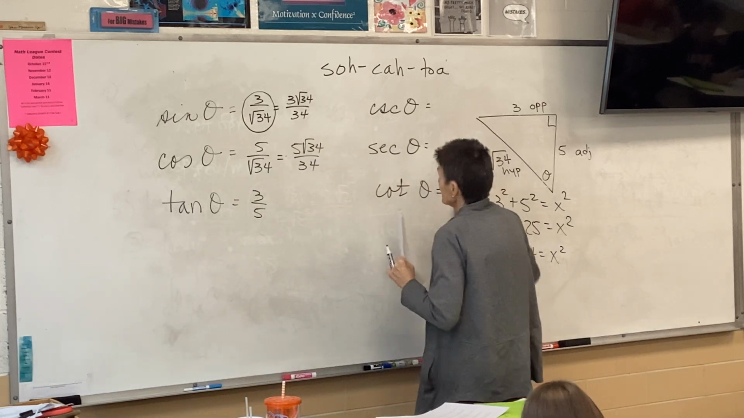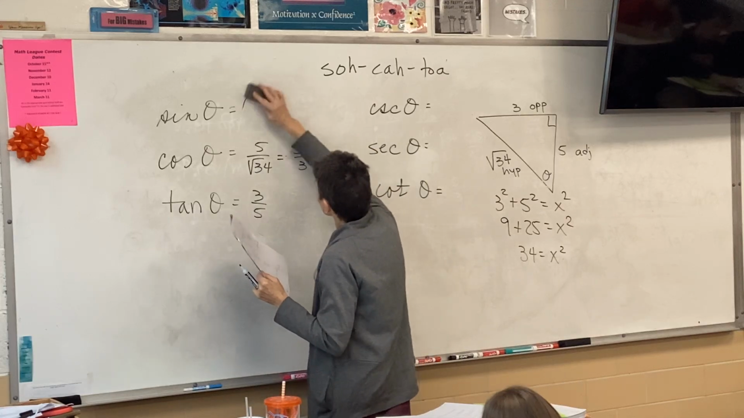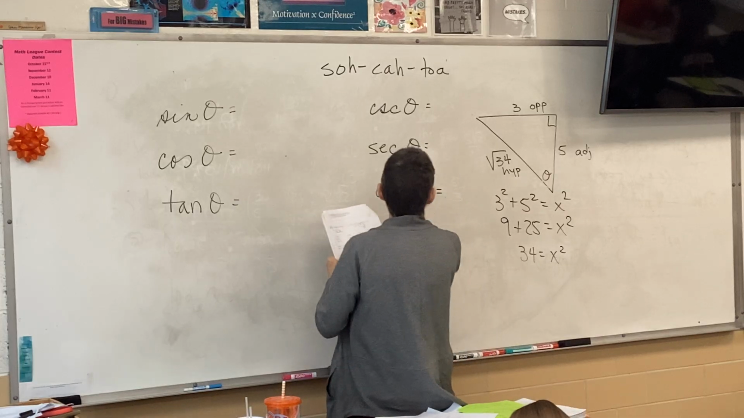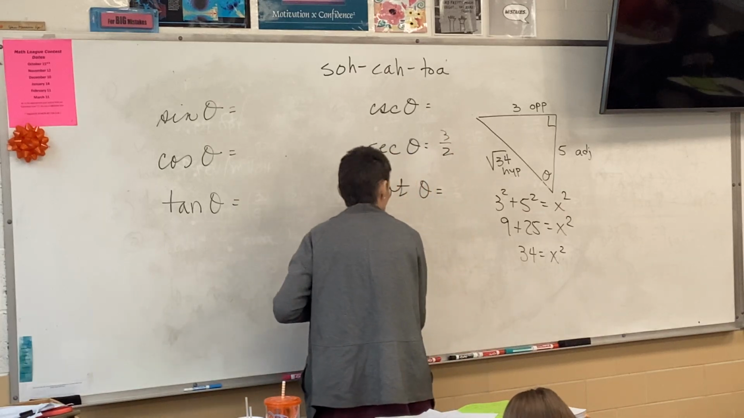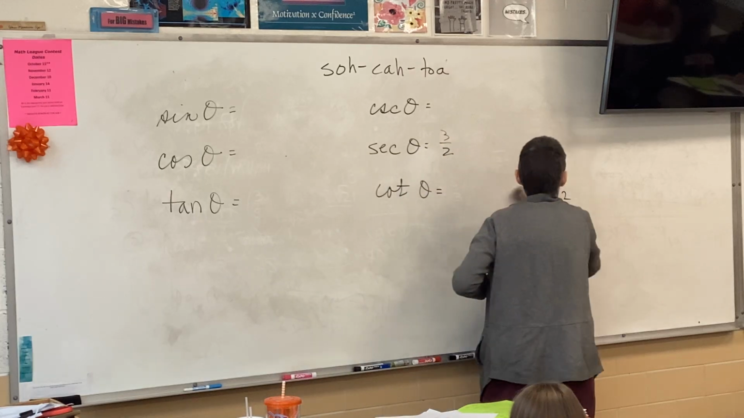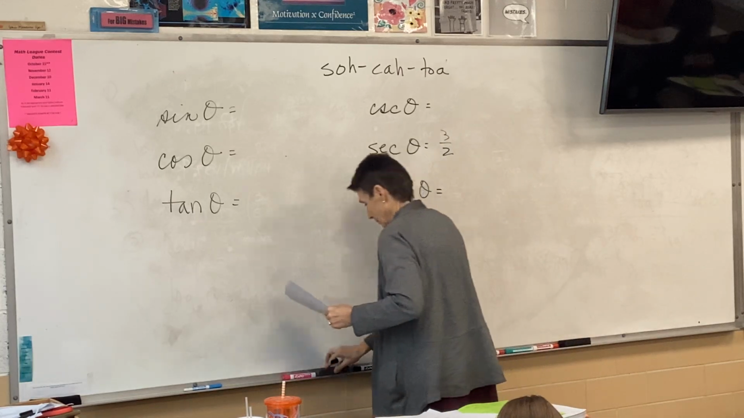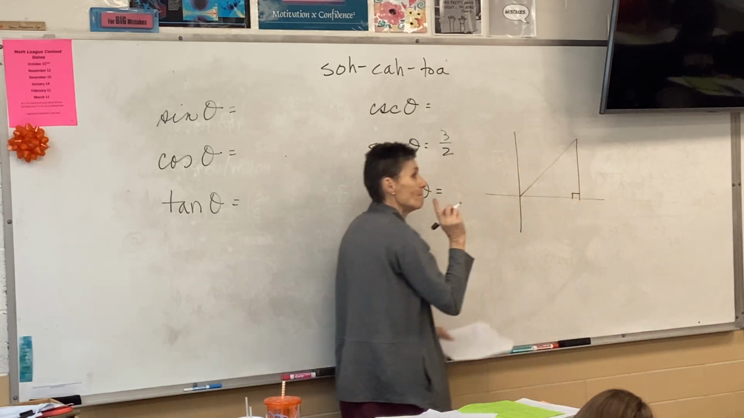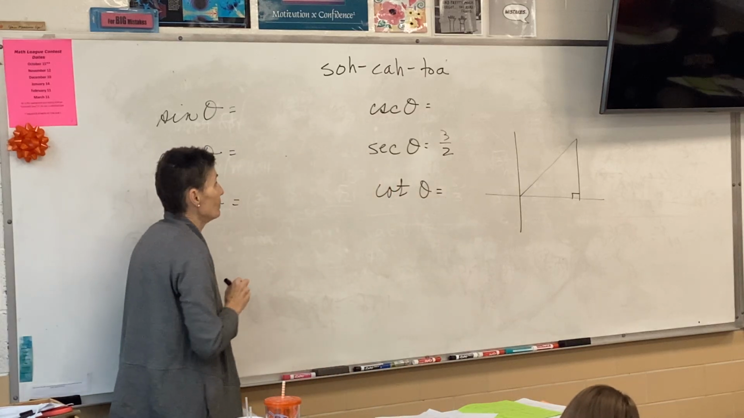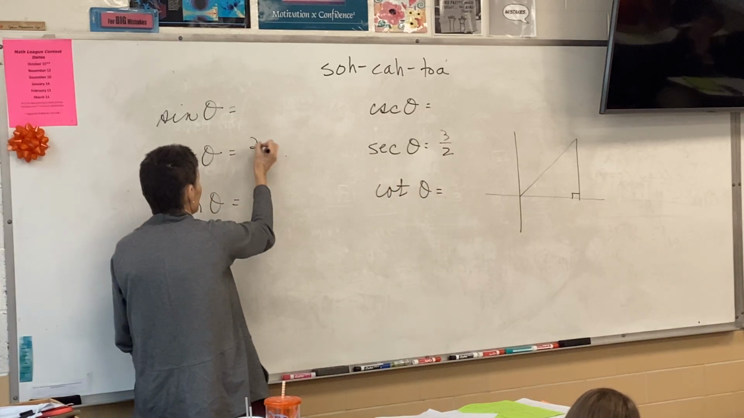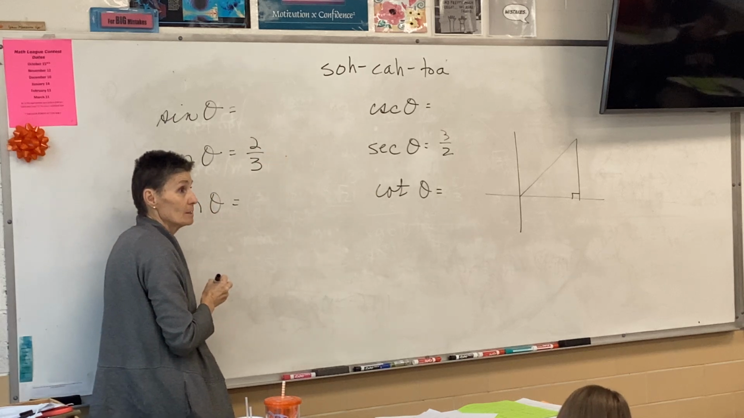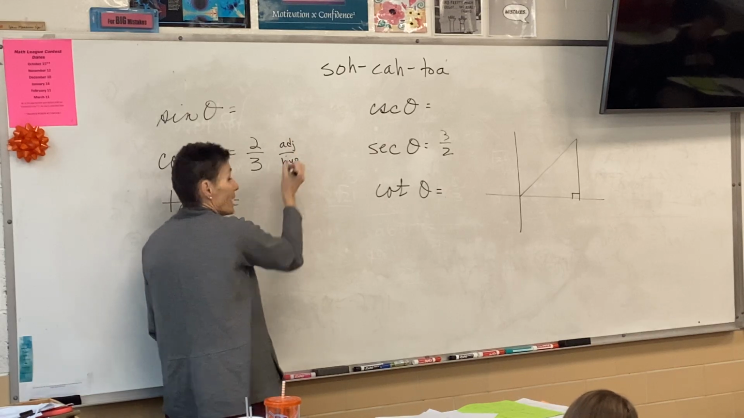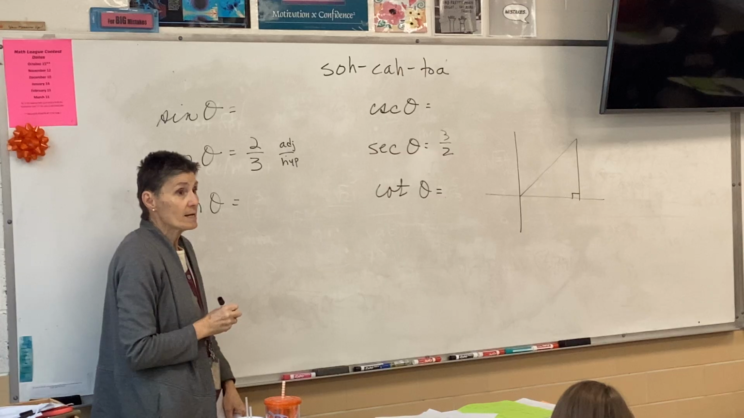Okay, let's look at number 2. Same thing, only this time, they didn't really draw a picture for me. They told me that the secant is 3/2. Now, what does that automatically tell you? That the cosine is 2/3. So adjacent is 2 and hypotenuse is 3.